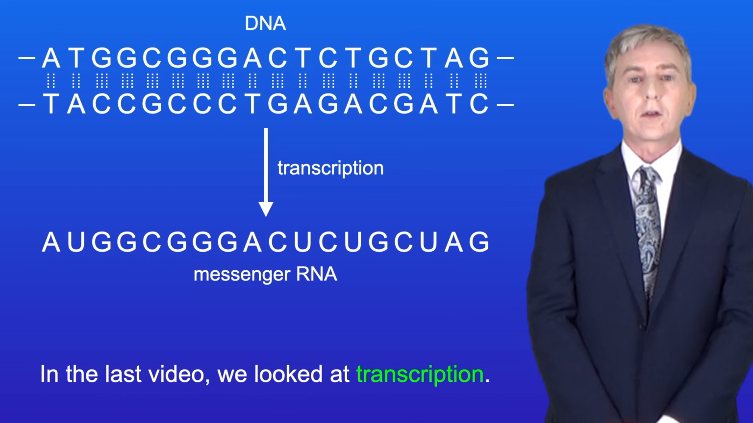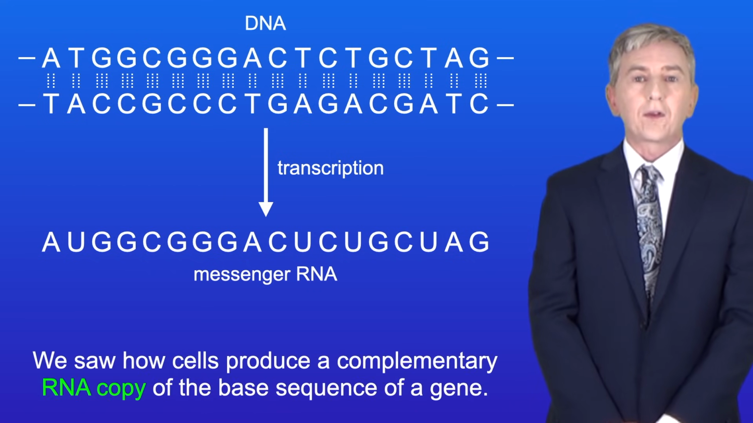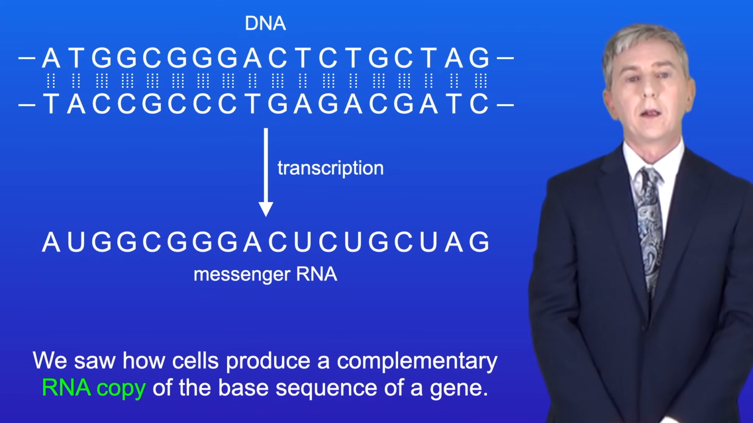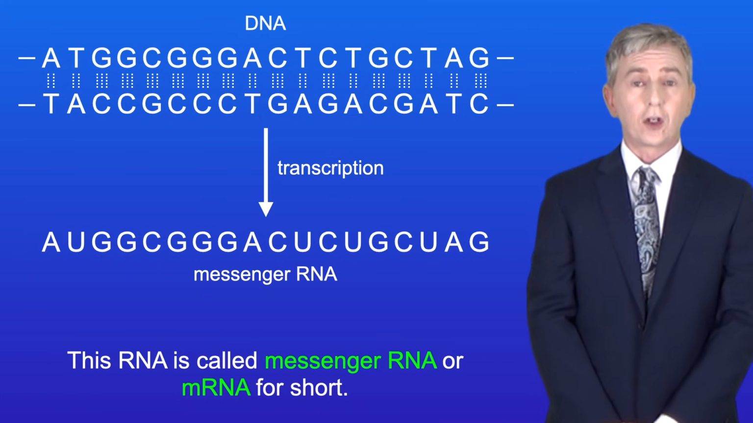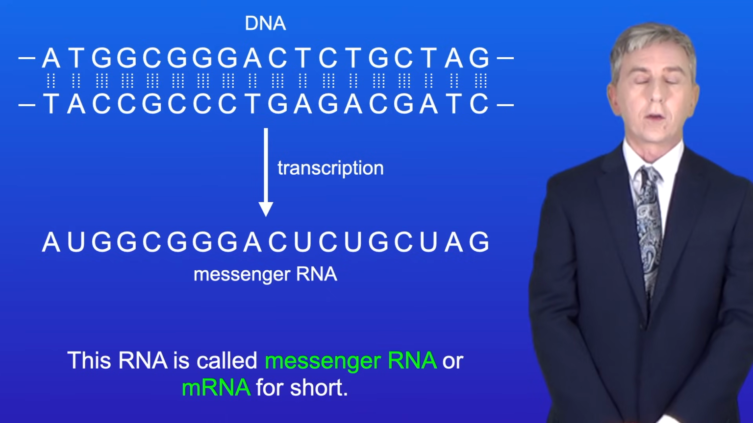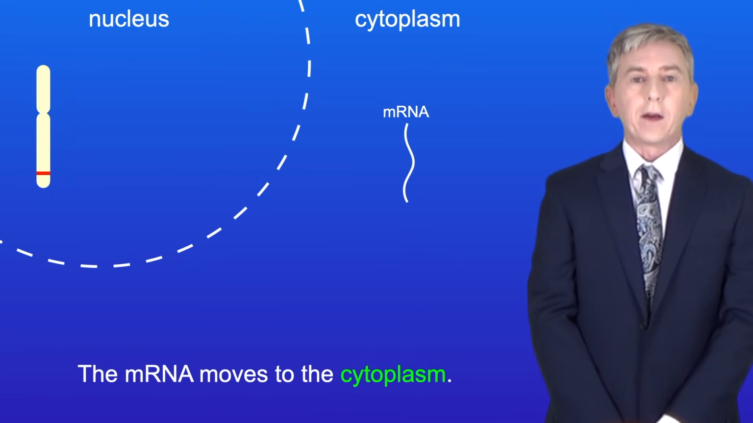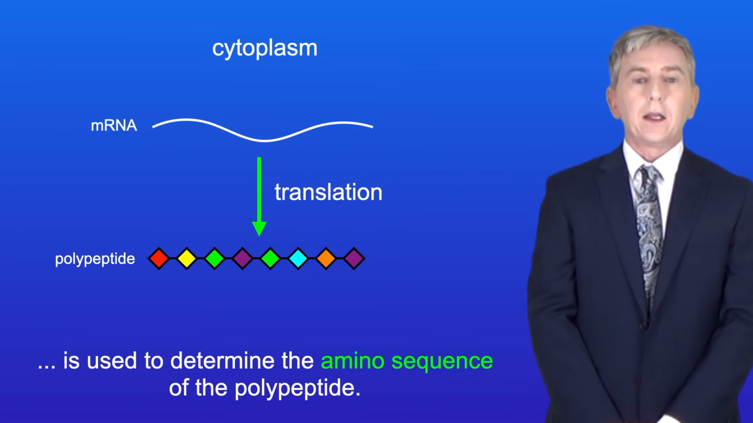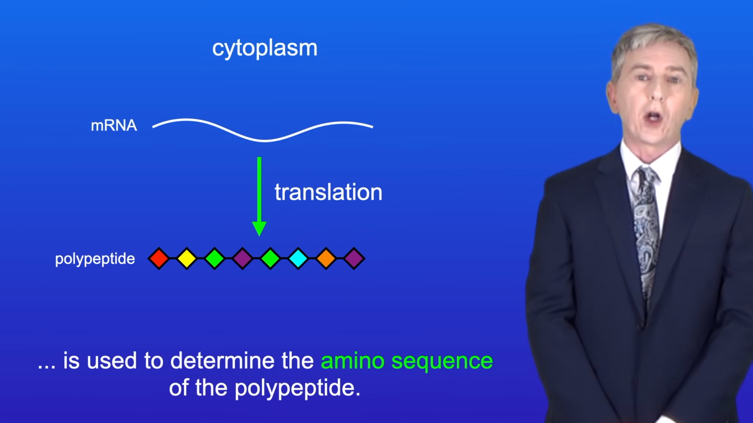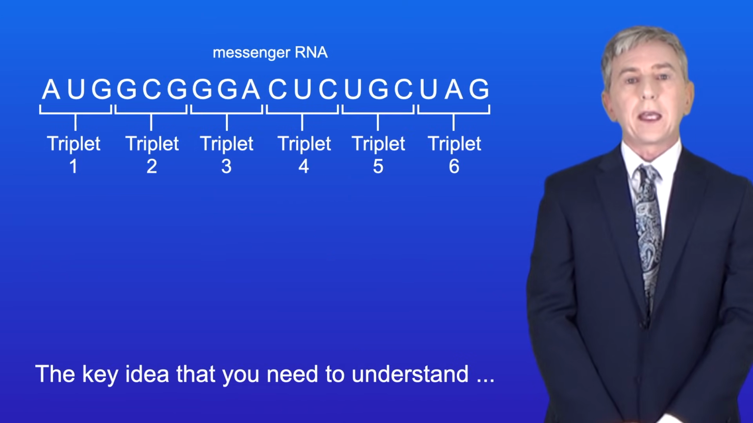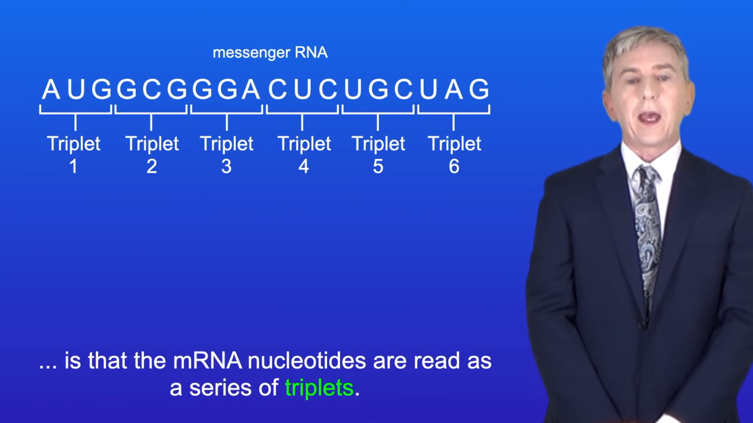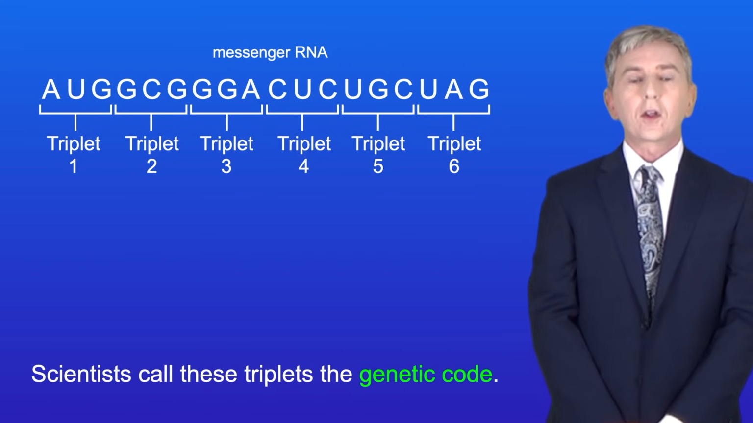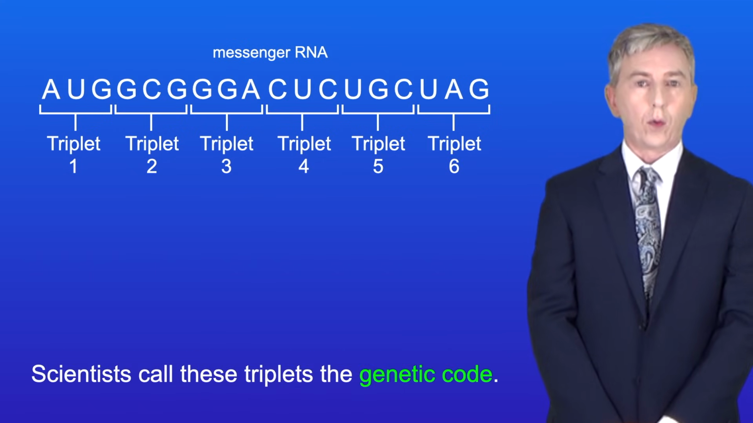Now, in the last video, we looked at transcription, and we saw how cells produce a complementary RNA copy of the base sequence of a gene. This RNA is called messenger RNA, or mRNA for short. The mRNA moves to the cytoplasm, and the nucleotide sequence of the mRNA is used to determine the amino acid sequence of the polypeptide. Now, the key idea you need to understand is that the mRNA nucleotides are read as a series of triplets. Scientists call these triplets the genetic code.